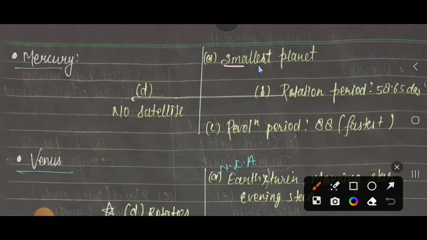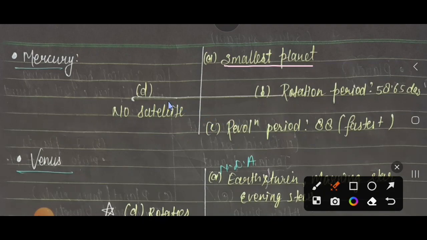It is the smallest planet of our solar system, and it has a rotation period of about 58.65 days, and a revolution period of about 88 days, which is the fastest in our solar system. Rotation means to rotate on its own axis. When the planet rotates on its own axis, this is called rotation, and when the planet revolves around the Sun, this is called revolution.